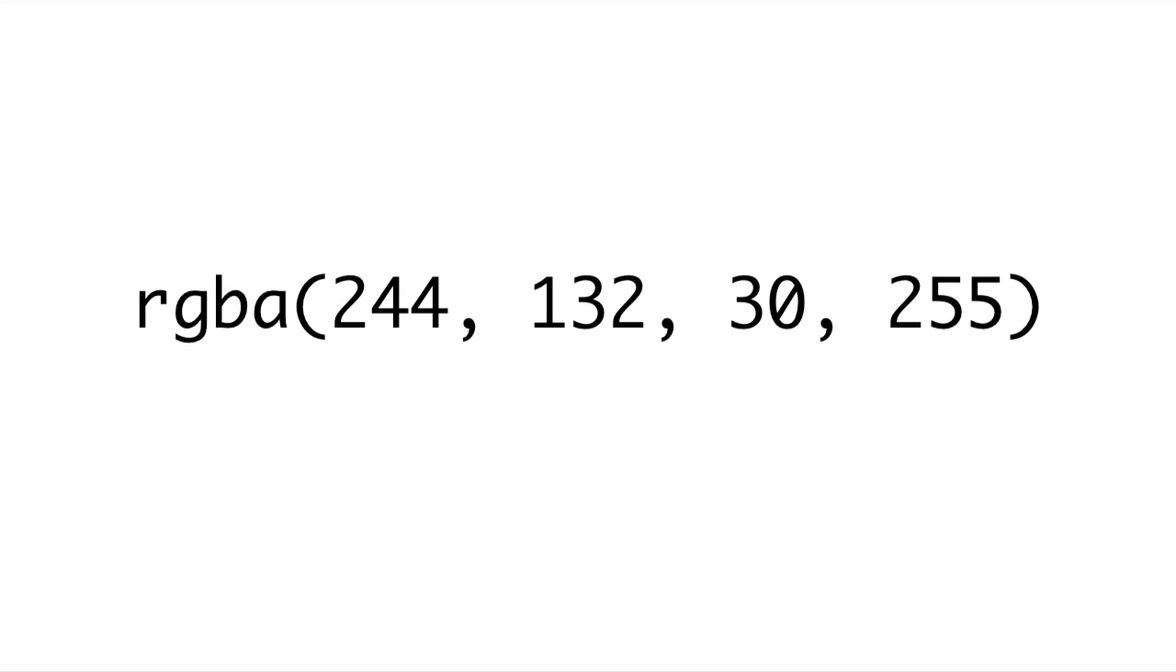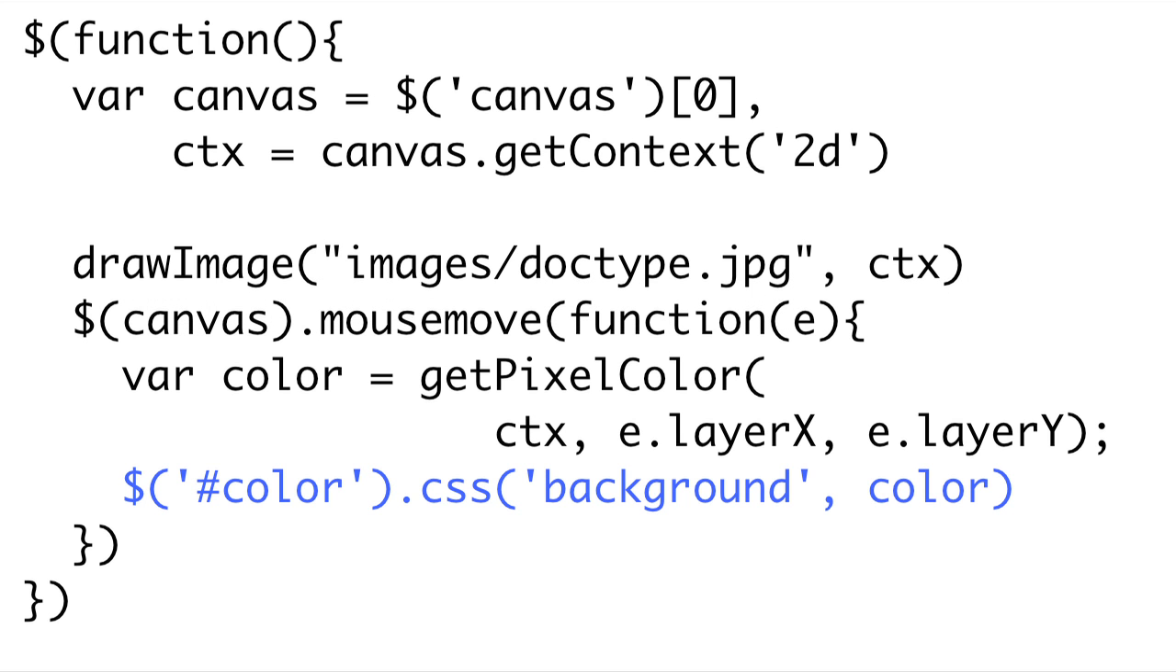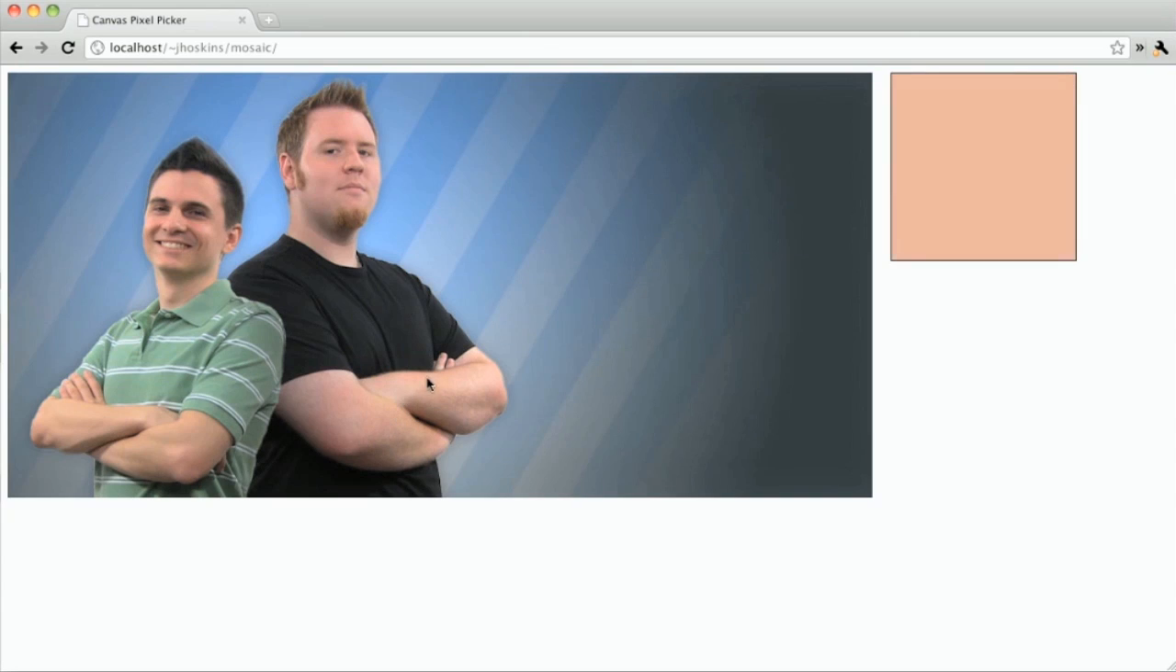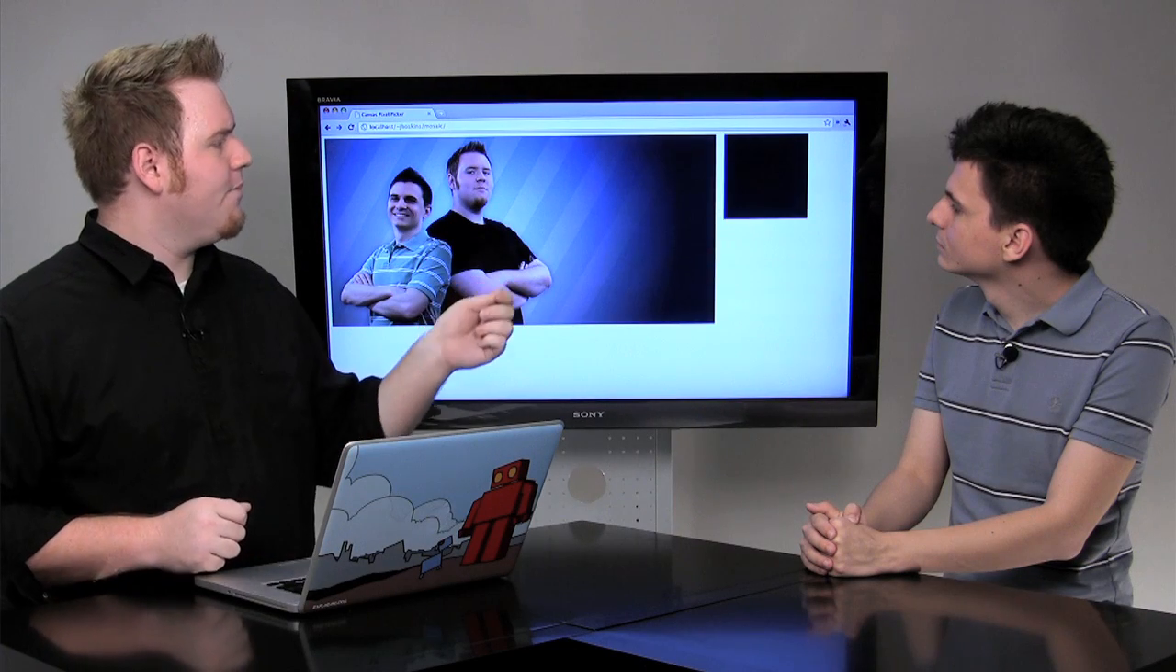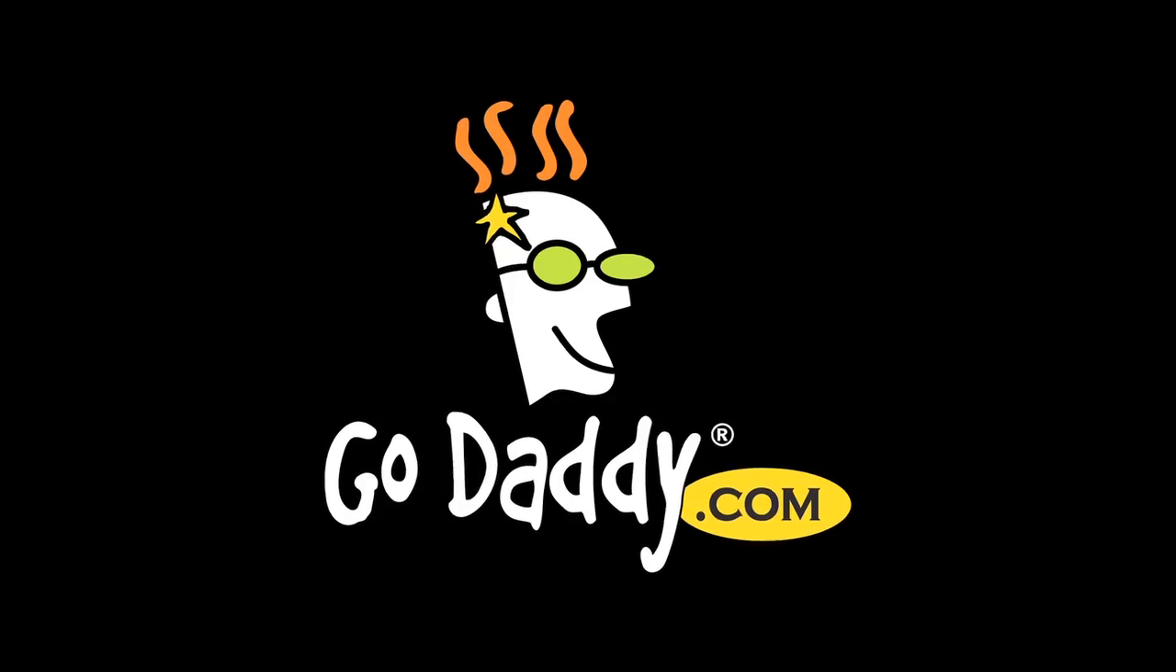And this will result in a string like this with RGBA and four number values. Then with that CSS color, we could do something like grab our color div and set the CSS background property to that color. So then as we mouse around our image, we're calculating the pixel value and we're just placing it into that div.